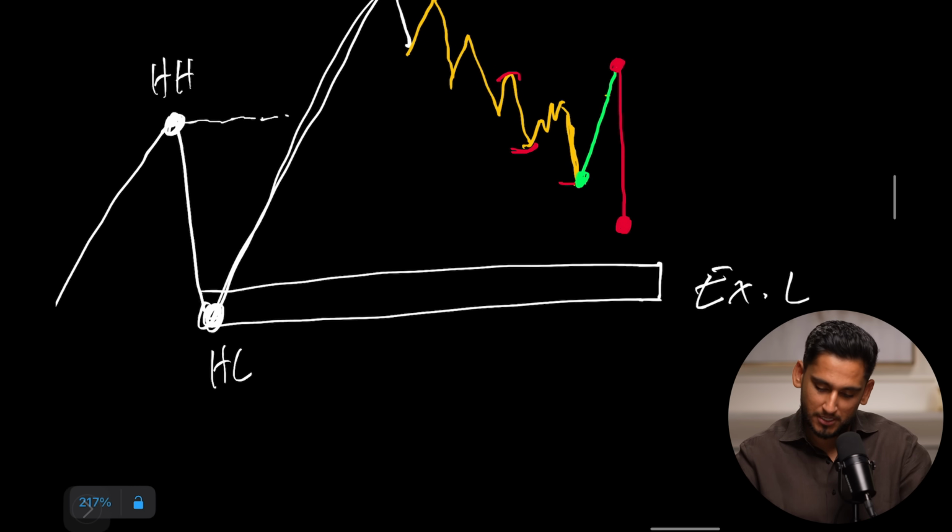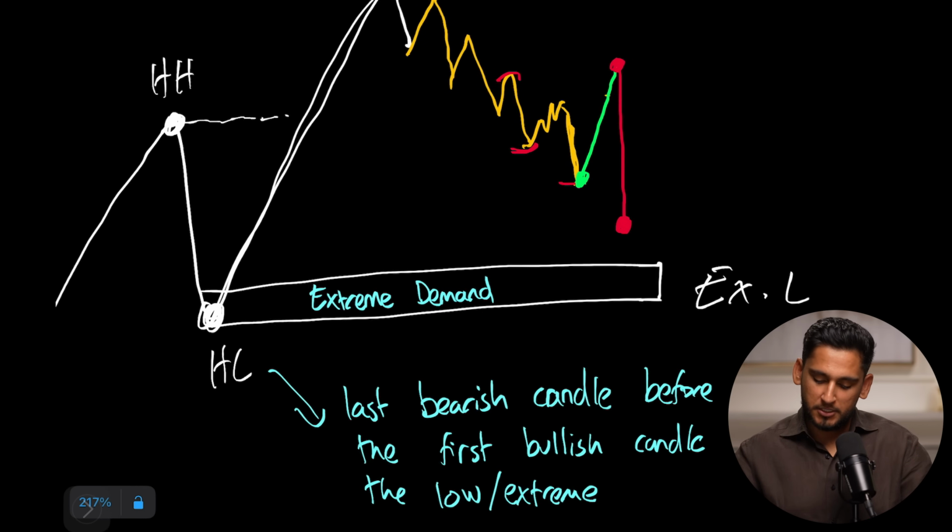So let's zoom in and write this down. And we're simply going to be looking at the block. The demand area is going to be defined as the last bearish candle before the first bullish candle at the extreme that went on to make the higher high.